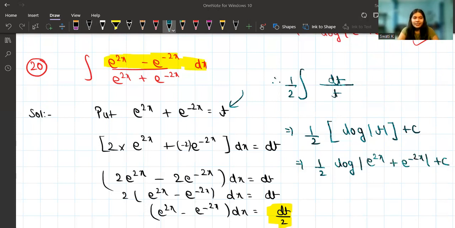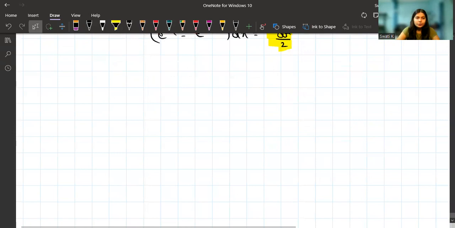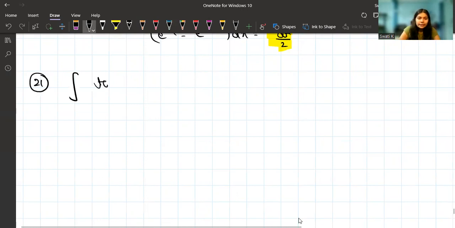Okay, now it's time to go to the 21st question quickly. So let's go to the 21st question. We are almost towards the end. So now we have to integrate tan square in bracket 2x minus 3 dx.